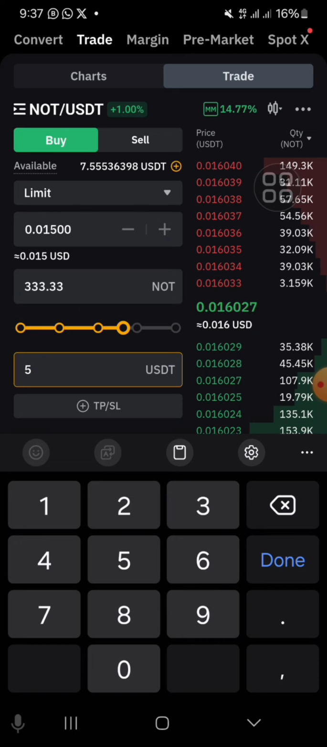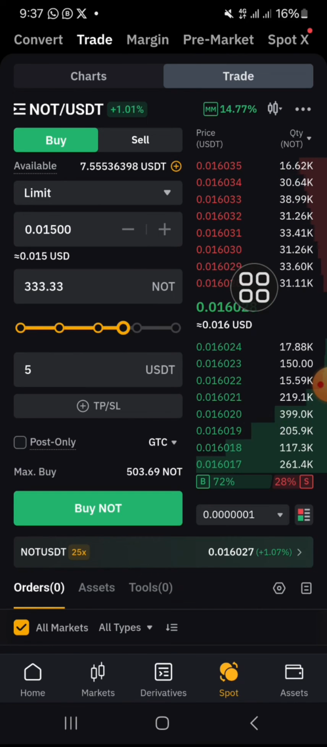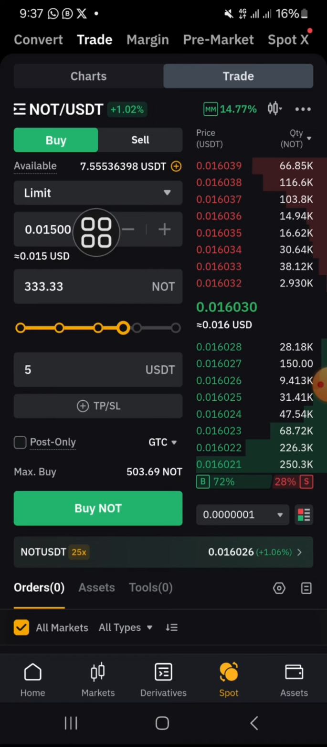Let's say I want to buy $5 worth of USDT at this price. This value allows you to put the specific price you want to buy at. The price might sometimes be higher or lower. So I explain, I feel that the price is going to dip to 0.0150, so I can just type the price I want to buy.